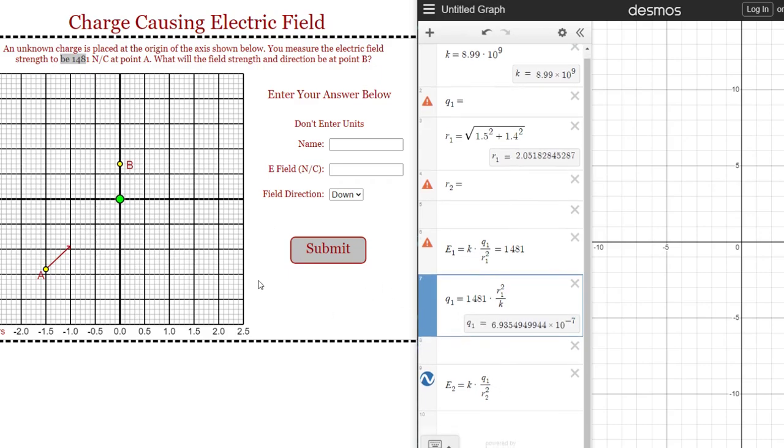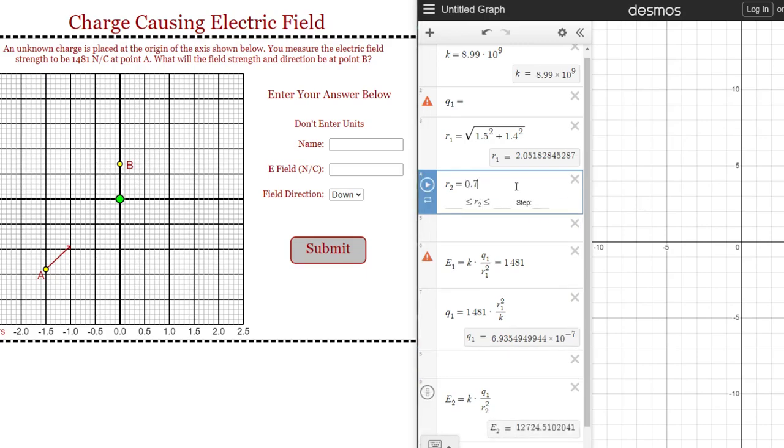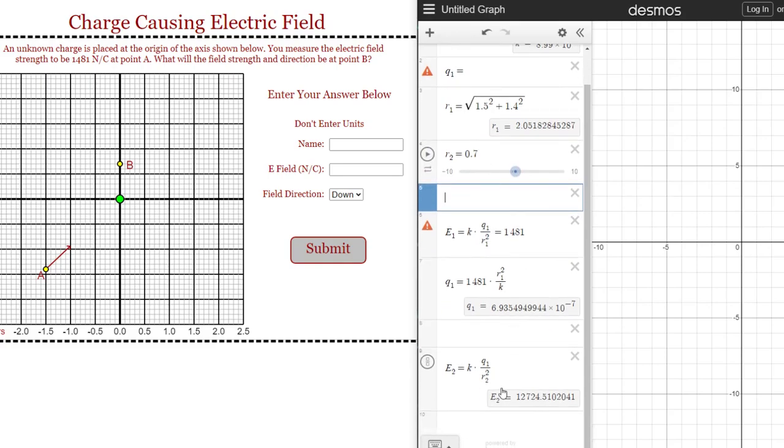Now, knowing this piece of information, we can go to point B and use the electric field equation again. In this case, we're just going to use R2. So what's R2? Actually, in this case we don't have to use the Pythagorean theorem. If B was over here, then we would have to use it, but in this case, it's just vertically upwards. So that looks to be about 0.7 meters. You don't have to convert to SI units in this case. So if we input that, we get a final E2 value of 12,724.